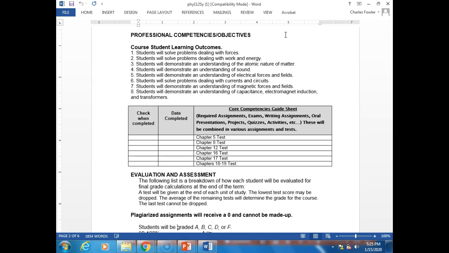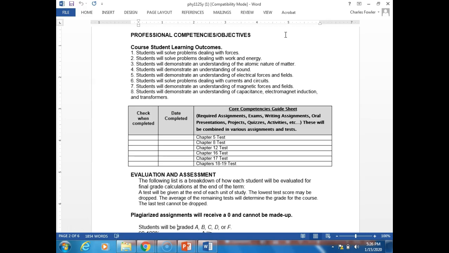Okay, so what are your competencies? After each chapter, we'll have a test, except chapters 18 and 19. Chapter 18 is just 2 sections, and chapter 19 is just 2 sections. So we'll combine those 2 for your last test, okay? Tests will be given at the end of each unit of study, that is chapters or combination of chapters. The lowest test score may be dropped, if it helps your average. I can't see how it wouldn't. The average of the remaining tests will determine the grade for the course.